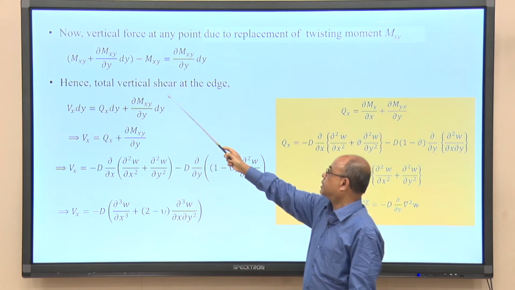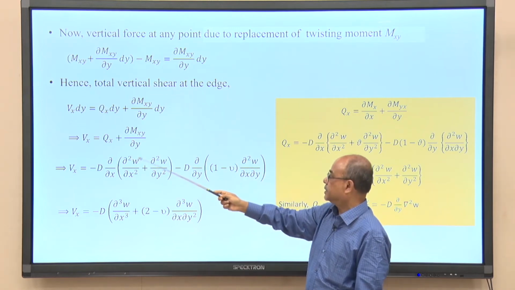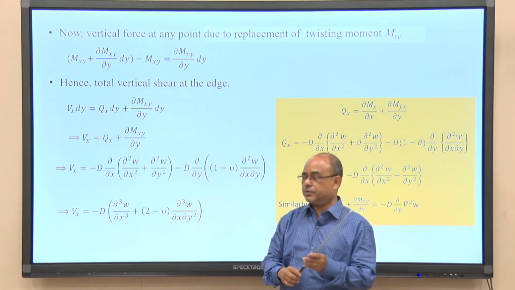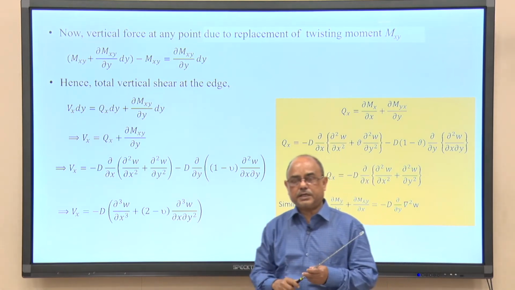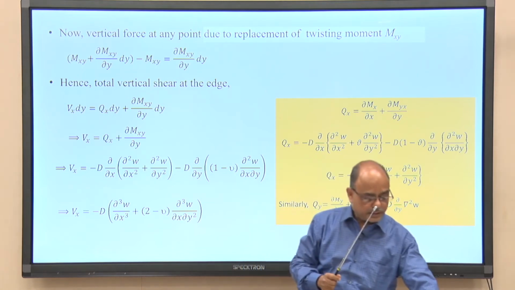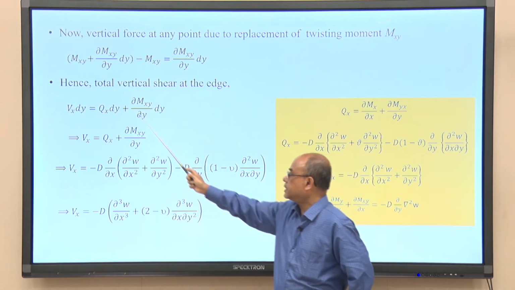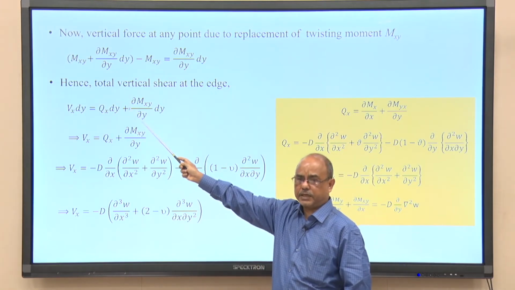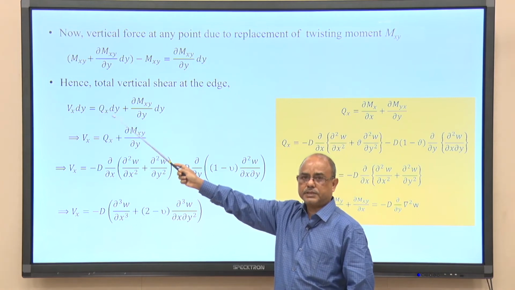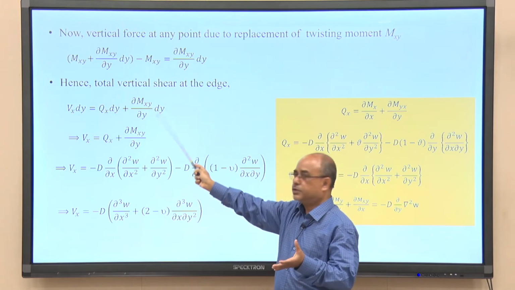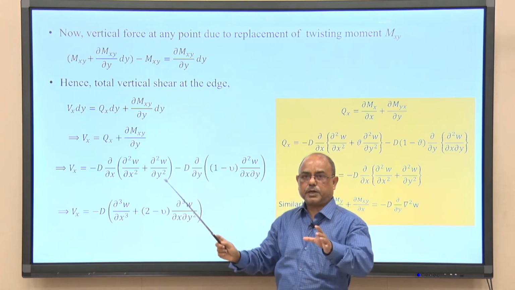Hence, the total vertical shear at the edge should be, say, V x, another quantity which is the total vertical shear. V x multiplied by the length of the edge, which is d y, or the length of the element d y, should be equal to the shear force generated due to the vertical force q x into d y for this element, plus the component of shear force produced by twisting moment.